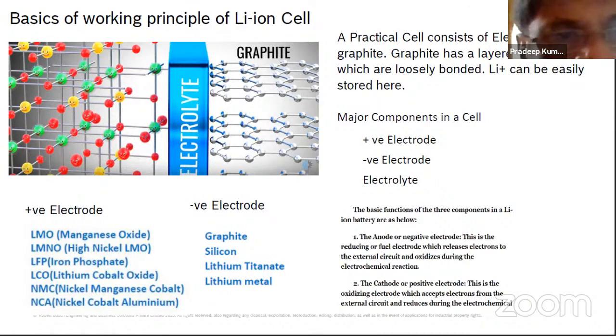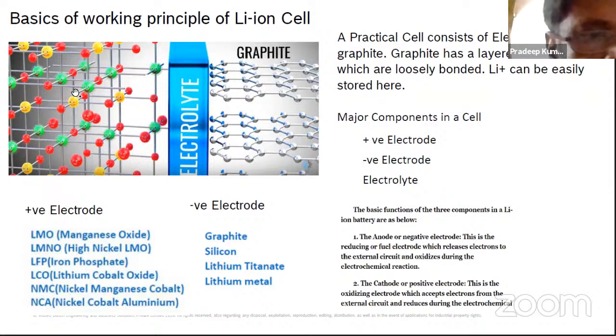So the basic principle here is that you have lithium oxide on the left-hand side, that is the positive electrode, where the electrons are freely moving around because they are not strongly bonded with the atom of this LMO.